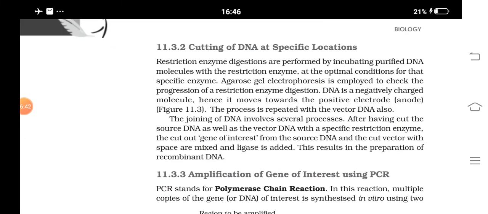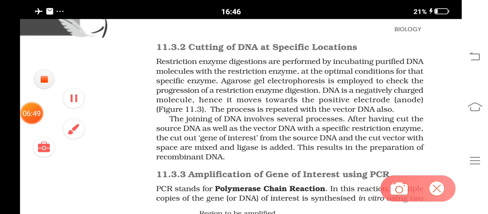Then after that, the isolated DNA should be cut with the restriction endonucleases. We have studied that. What is the speciality of restriction endonucleases? They cut the DNA at specific sequences known as palindromic sequences, and they produce sticky ends. So for that, specific enzymes are there, and they work at optimum conditions.